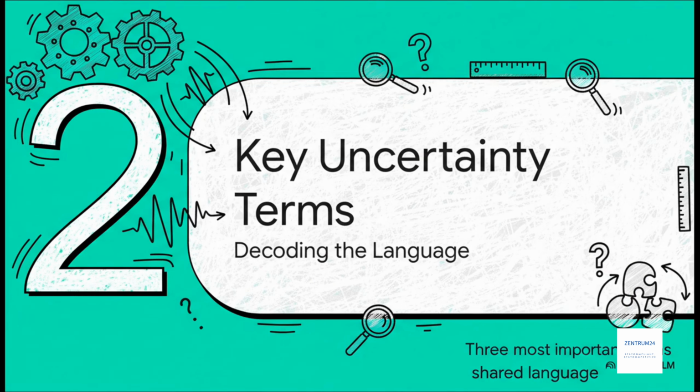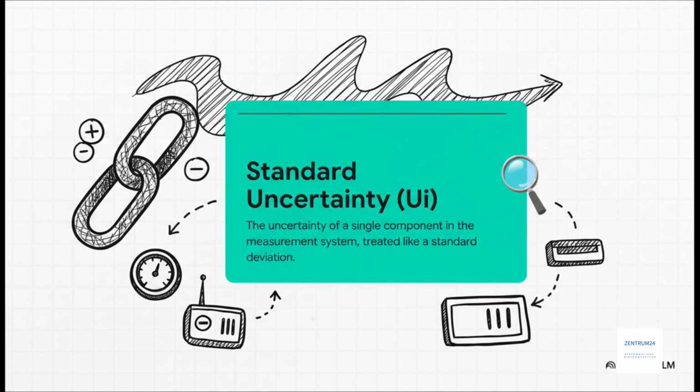Now, to really tackle this problem, we all need to be speaking the same language. So let's break down the three most important terms you're going to come across. Getting these straight is absolutely crucial for everything that's coming next. First up, we have standard uncertainty, or UI. The easiest way to think about this is to imagine your measurement system is a chain. Well, UI is the uncertainty of just a single link in that chain. Maybe it's the sensor, or the transmitter, or an input card. It's the fundamental building block for our whole calculation.